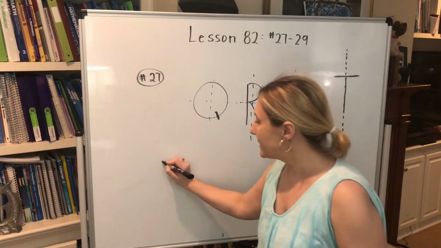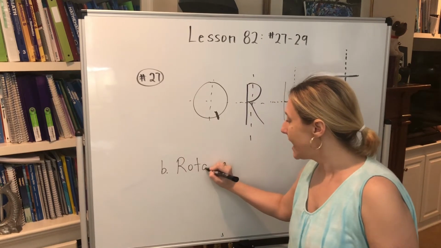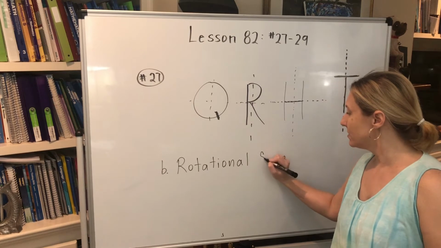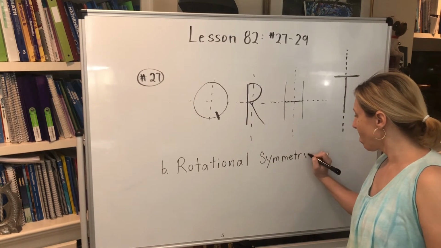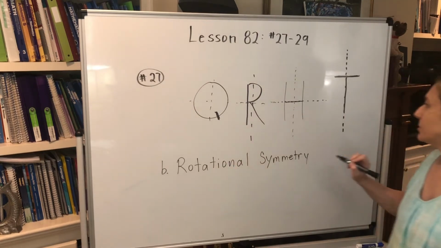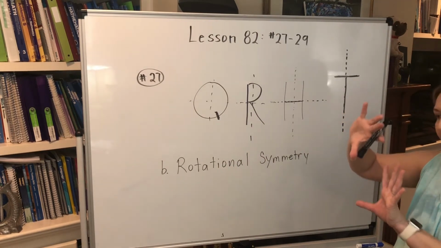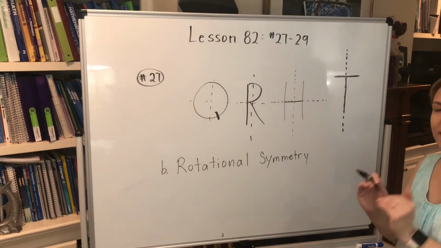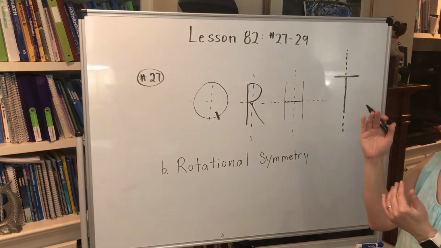Now, letter B says which one of these letters has something called rotational symmetry. Okay, rotational symmetry means that you can take a letter or a shape and turn it upside down 180 degrees and it will look exactly the same upside down as it does right side up.